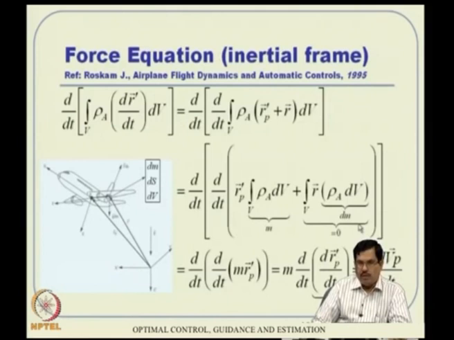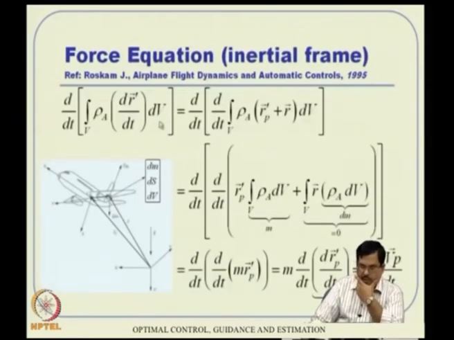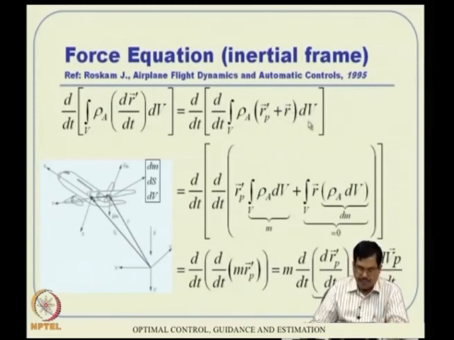Now, let us analyze this equation slightly more and see what is going on here. Remember r prime is nothing but r_p plus r. So this is what you will substitute here, the rate of change of this force that you are discussing. Then this derivative I can take outside the integral, because it is a finite volume integral anyway, and then simplify this.